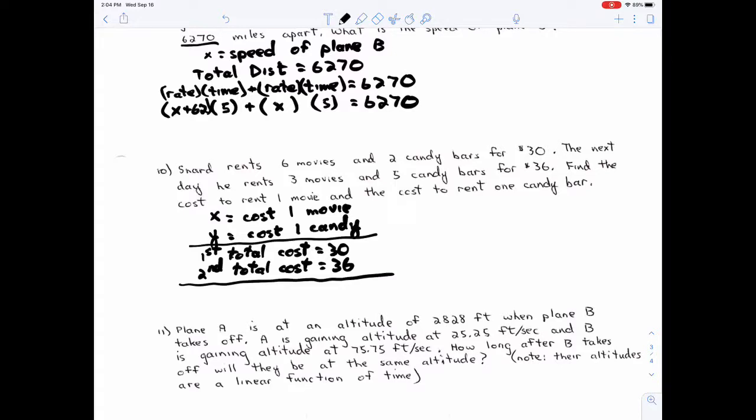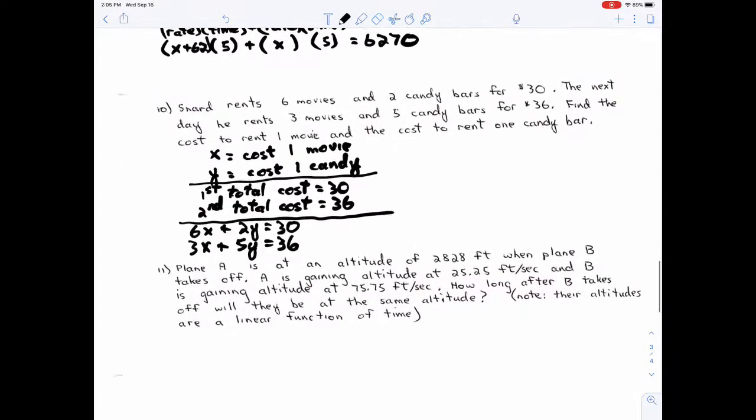So at this point, your final equations are going to be 6x plus 2y equals 30, and 3x plus 5y equals 36. And if you don't know how I got that, that's fine, but I need to talk to you. Okay? All right, last one.